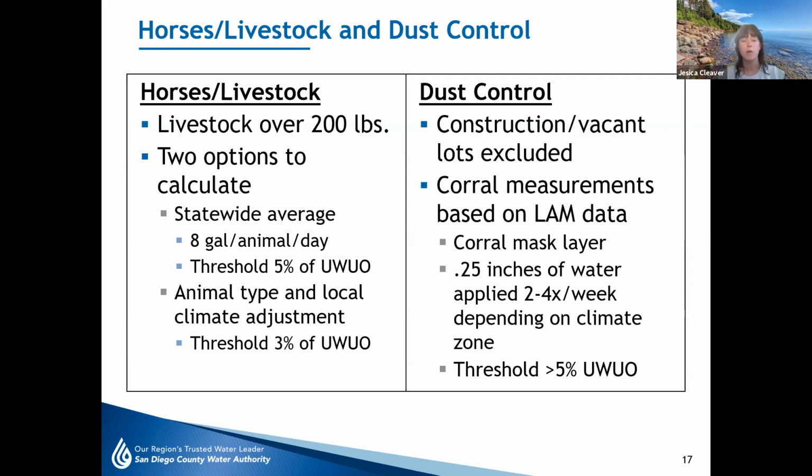And the way that would be calculated would be to allow about a 1/4 inch of water to be applied to that area 2 to 4 times a week, depending on a water supplier's climate zone. And the threshold for this variance is proposed at 5%. Next.